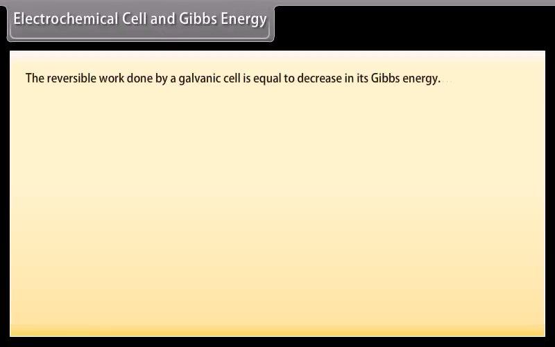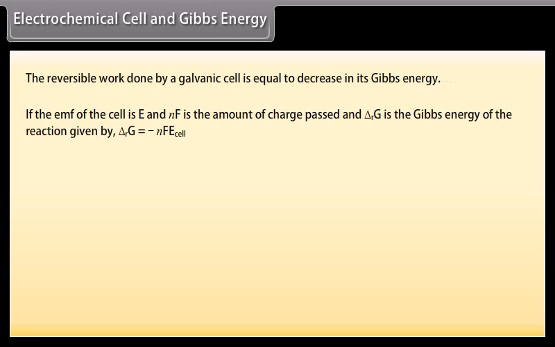Electrochemical cell and Gibbs energy. The reversible work done by a galvanic cell is equal to the decrease in its Gibbs energy. If the EMF of the cell is E and nF is the amount of charge passed, and ΔrG is the Gibbs energy of the reaction, then ΔrG = -nFE cell.